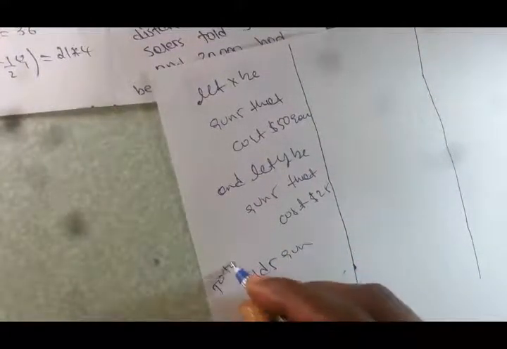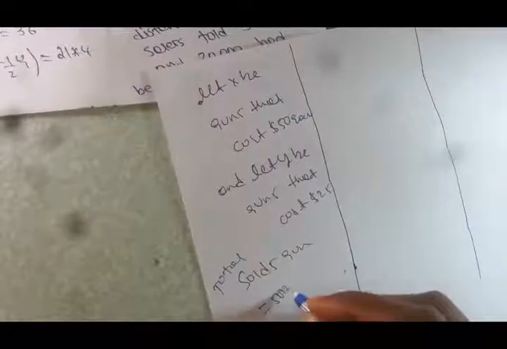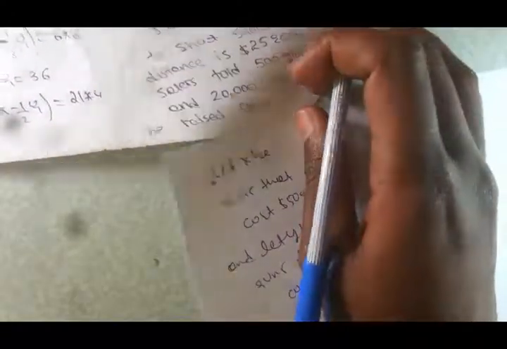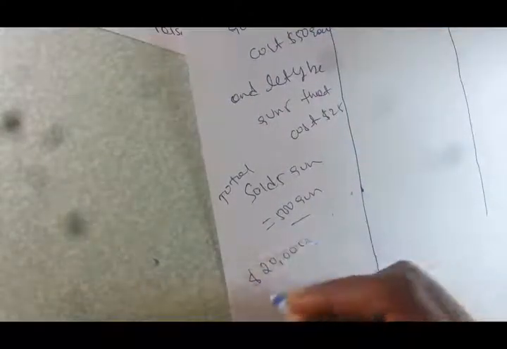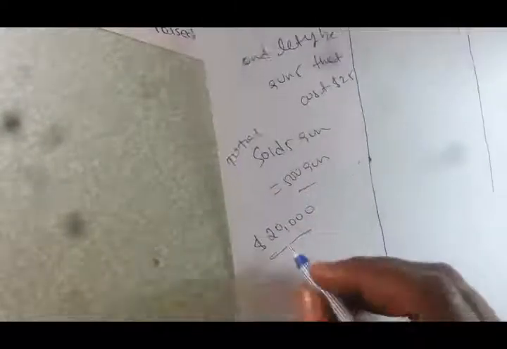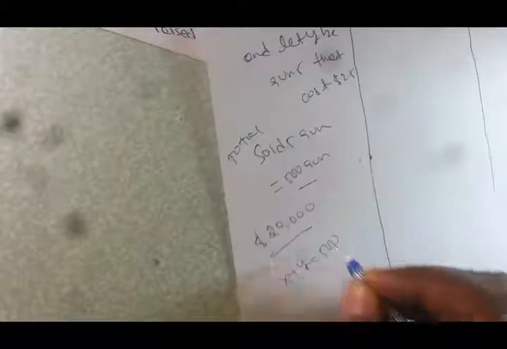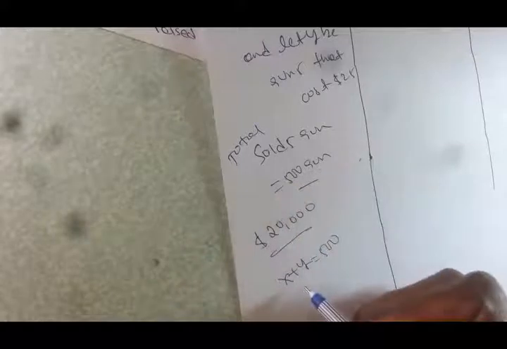Total guns sold were 500 in Addis Ababa, and 200 had been raised from the sale. Therefore, $200 was gained from selling the 500 guns. Therefore, x plus y is equal to 500. That means 800 guns were sold.